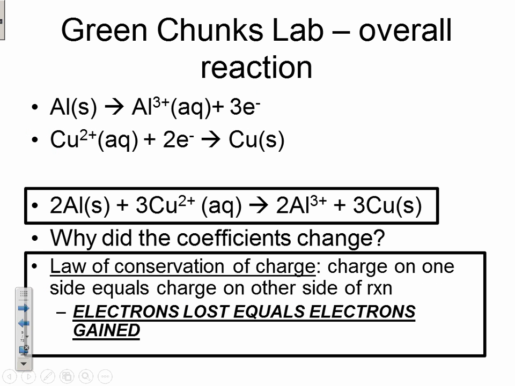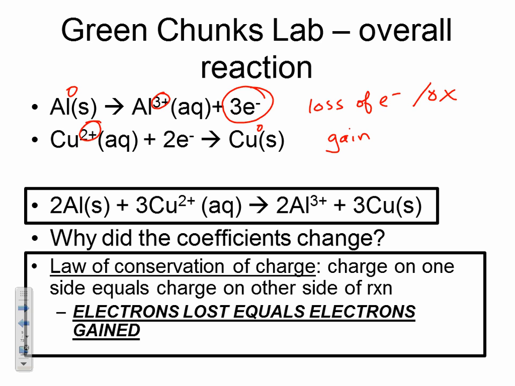Now, if we look at the two individual processes, we have, again, the aluminum starting at 0 and winding up at +3. This is a loss of electrons, aka oxidation. We have the copper starting at +2, gaining 2 electrons, ending at 0. This is gain. Notice the aluminum is losing 3 electrons, and the copper is only gaining 2. But this right here is actually the overall reaction. And notice that the coefficients in this reaction are not the same as the coefficients that are up here.